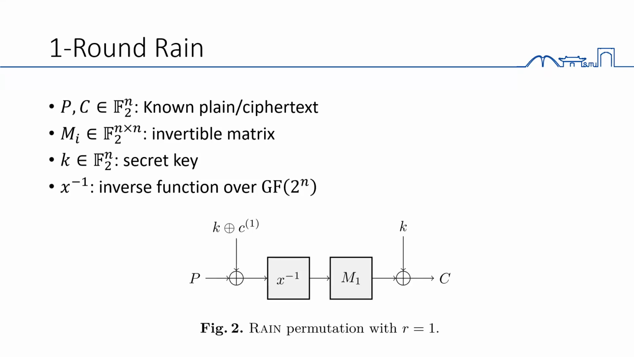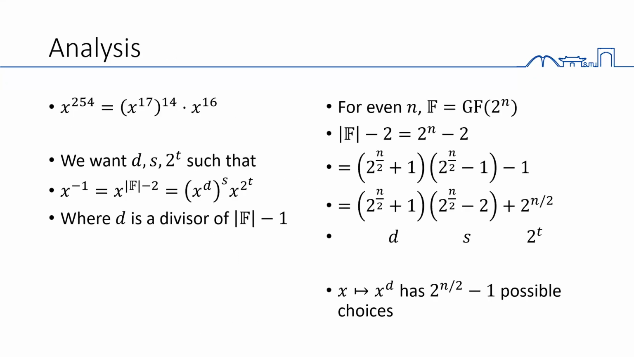However, Rijndael also uses a similar type of nonlinear function, which is the inverse function over a finite field. So the analysis is similar. We want to find some proper parameters d, s, t such that the inverse function over this finite field, which is x to the 2^n minus 2, equals x to the d times x to the 2 to the t, where d is a divisor of 2^n minus 1.